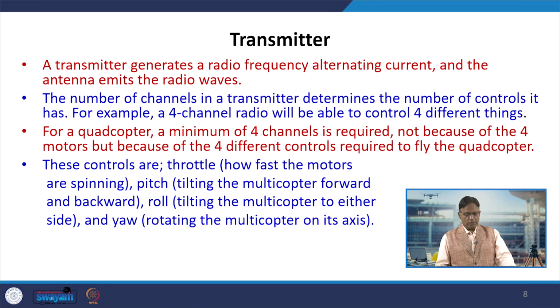It could be a throttle. Now, how fast the motor is spinning, that is the throttle. Then there is a pitch, which is tilting the multicopter forward and backward. Then there is a roll function, which is tilting the multicopter to either side, left or right, and then there is a yaw, rotating the multicopter on its axis. So, that is why in a quadcopter we require 4 channels.